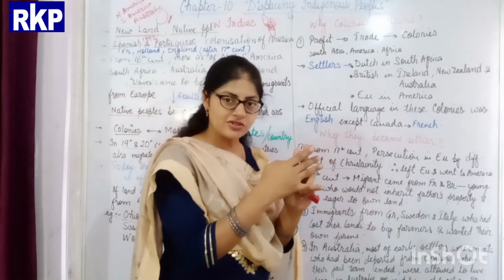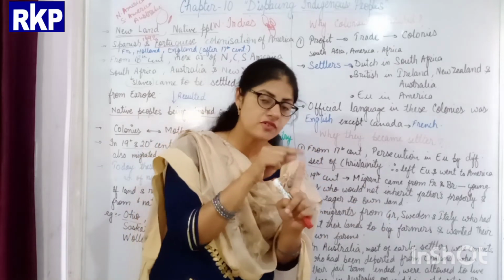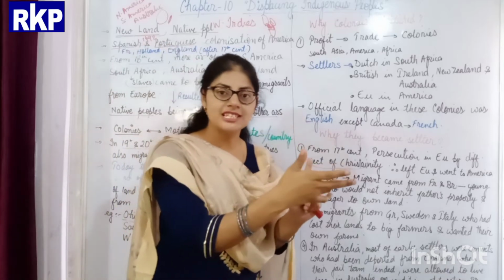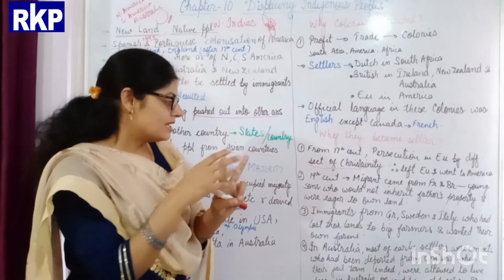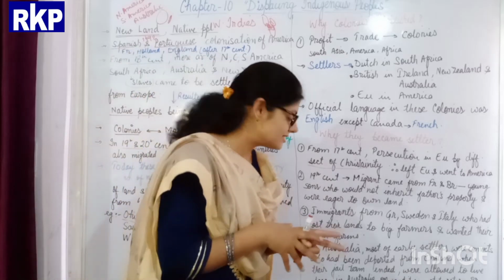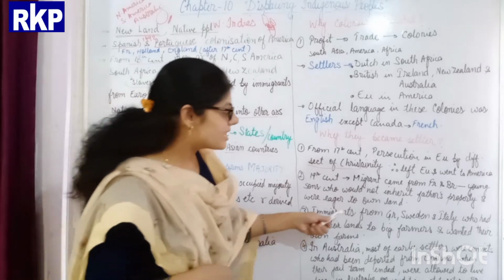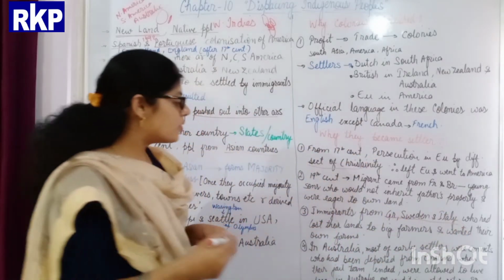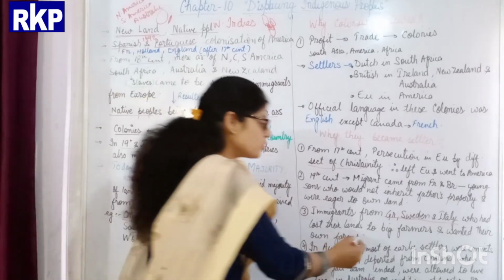So you understood two reasons. One is the persecution of the minority by the majority of the Christian sect. Second reason, the dream, the eagerness to have their own property by the younger sons. Third reason, immigrants from Germany, Sweden and Italy who had lost their land to big farmers.